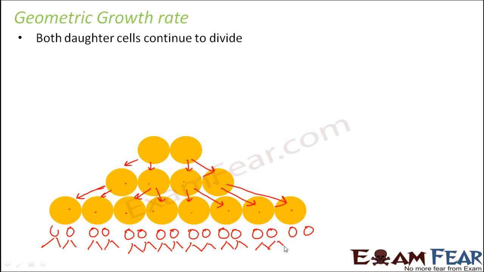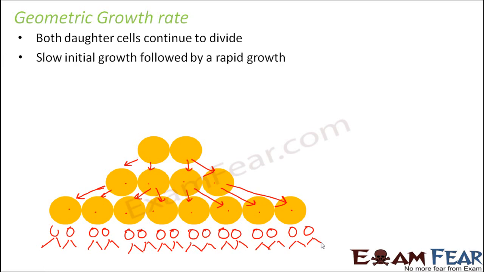So as is very clear, the number of cells produced here is huge. In a very short period of time, a huge number of cells will be produced. Therefore, the growth rate in case of geometric growth is very fast. However, when you actually look at the growth curve, we will plot the growth curve in case of geometric growth also. You will see that the initial growth is slow when compared to the later growth, which is followed by a rapid growth. So rapid growth is very evident here.